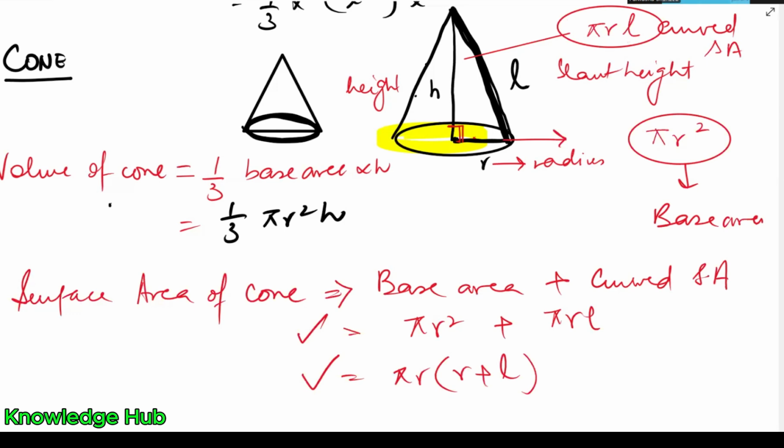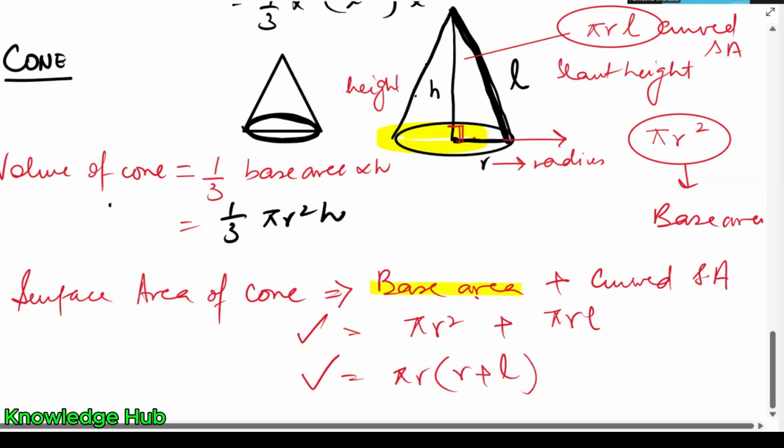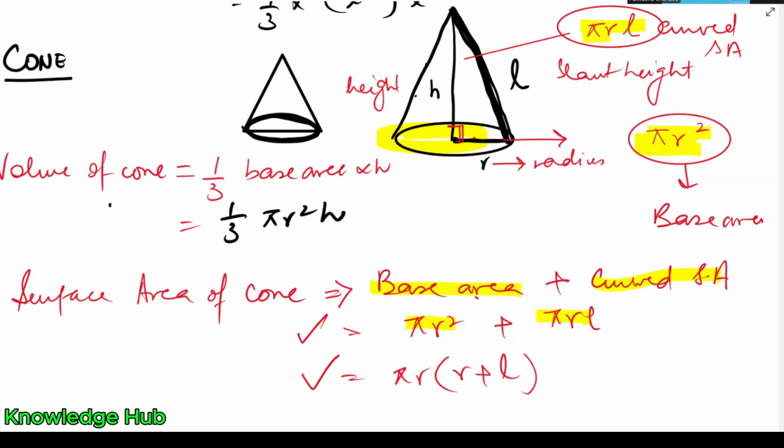So for the cone, we have a surface area as the base area plus the curved surface area. For the base area, we have pi r square, and for the curved surface area, we have pi r L, as you can see over here. Pi r square plus pi r L. So this is the formula for the surface area of a cone.